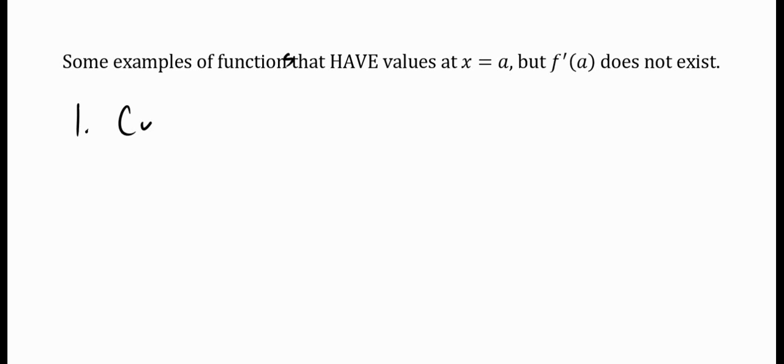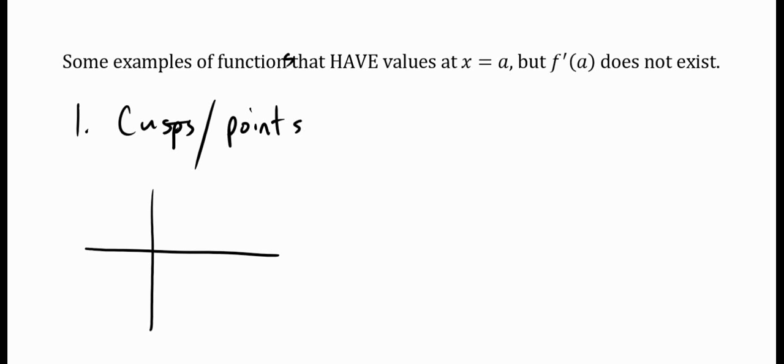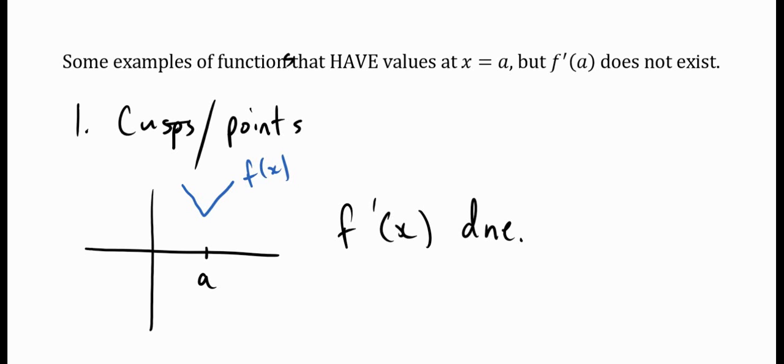So first one is, we call them cusps, or you might think of it like a point. So at a, that looks like the absolute value function to me. So this function, here I'm going to make it blue, this function is f at x, and the derivative does not exist. Oh, sorry, of a, that should say a. Everywhere else it would exist, but not at a.